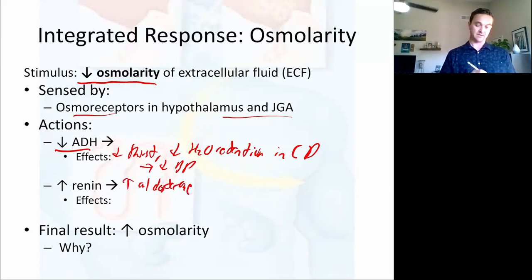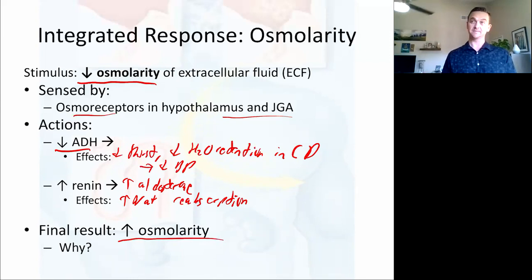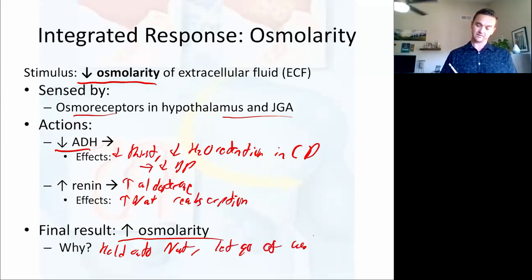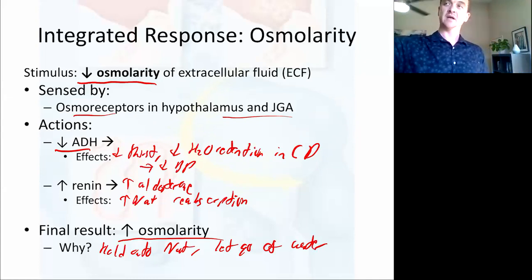Okay, and then we have an increase in sodium reabsorption, right? And then the final result is that increase in osmolarity. And why is it an increase in osmolarity? Because we've held on to sodium, and we've let go of water. Okay, so there's the integrated response for that one.